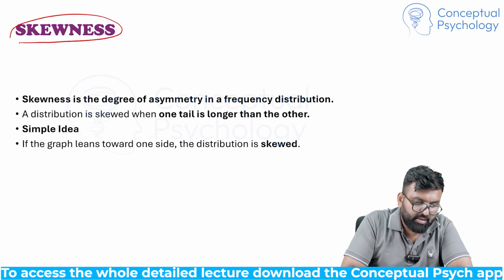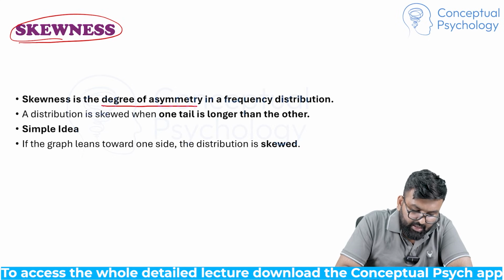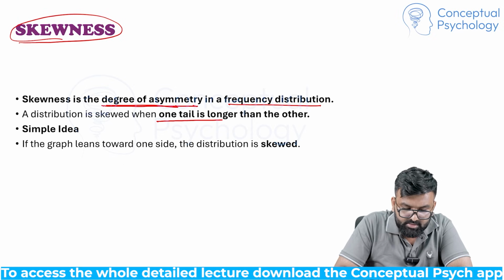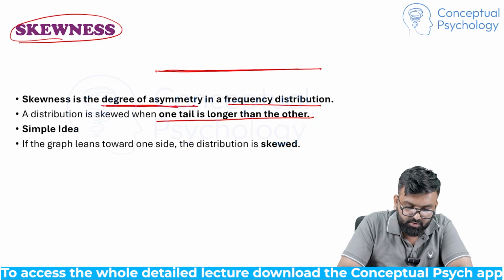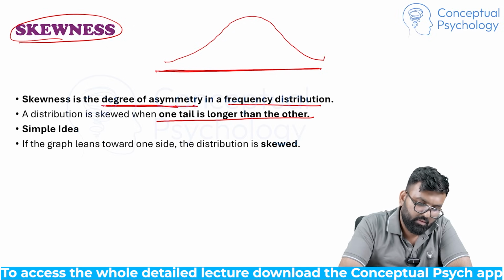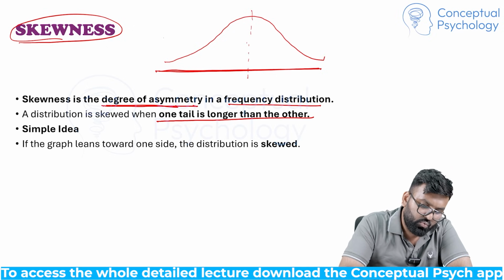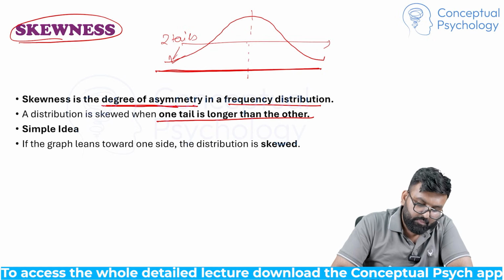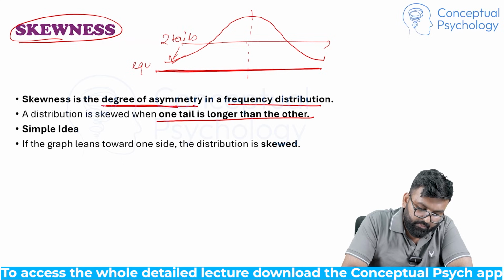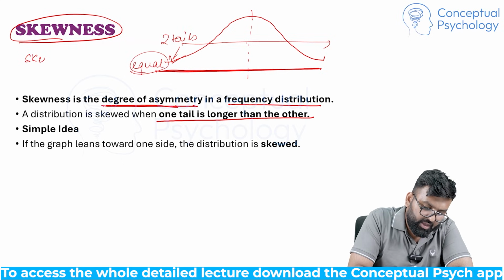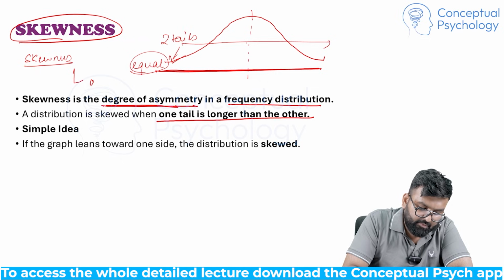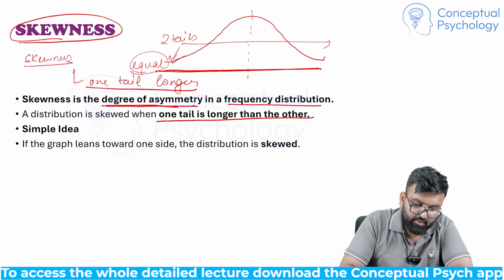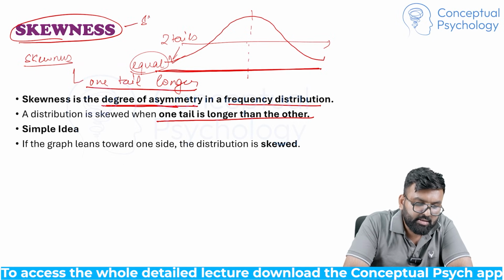Now skewness. Skewness is the degree of asymmetry in a frequency distribution. A distribution is skewed when one tail is longer than the other. जब भी हम NPC बनाते हैं, normal probability curve, there are two tails, 1 and 2, and they are both equal in length. जब भी skewness होगा, so one tail will be longer. One tail will be longer than the other, and hence we can say that our data is skewed.